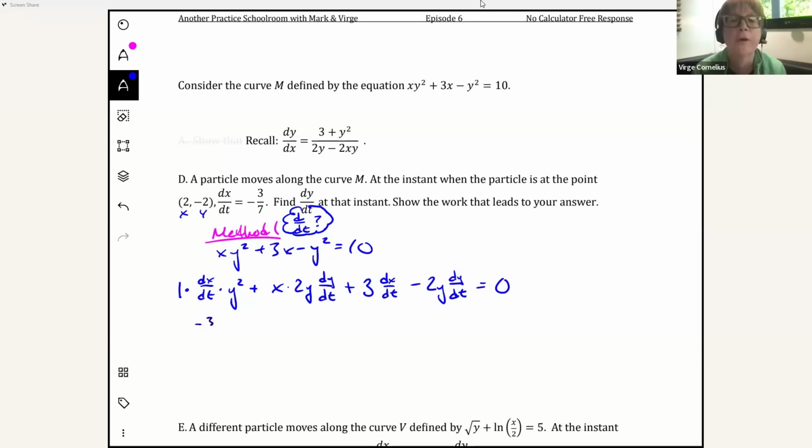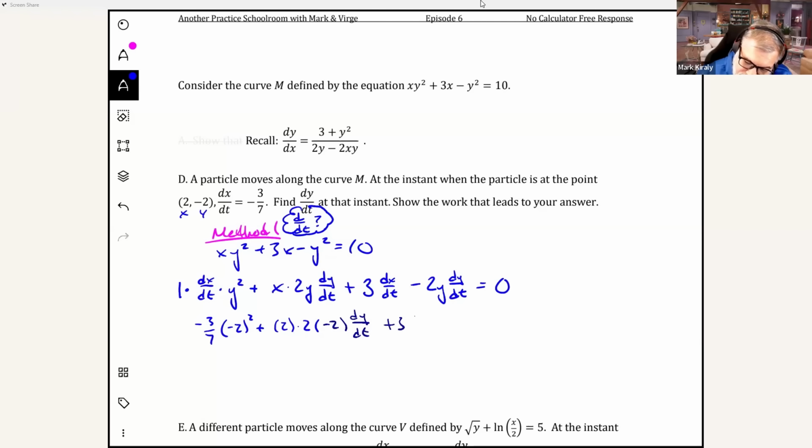I don't remember how Virge did it. I'm never going to do extra algebra. For the verify part you have to do it because you're not given any values, but here you're trying to find a numeric answer. If you were asked to find dy/dt in terms of x and y, then you would have to do it the other way. But here, x is 2, y is -2, 3 is just 3, dx/dt is that -3/7, and y is -2.